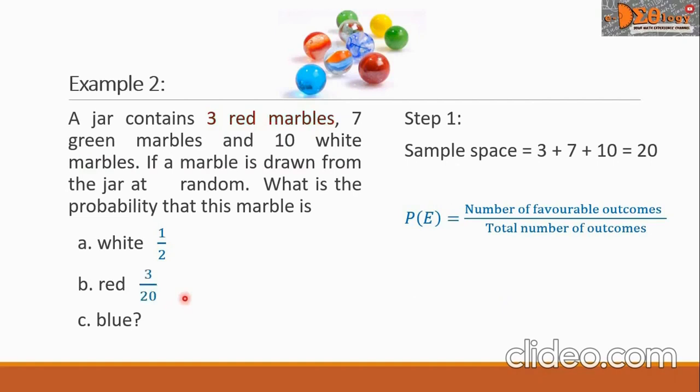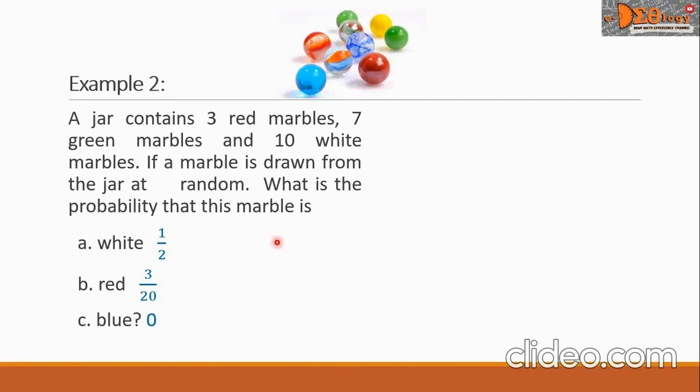Let us proceed now with problem C. What is the probability of getting a blue marble? Getting a blue, this is P of blue, equals 0 because there is no blue marble in the jar as given in the problem. So this is 0 over 20 and simplified into 0. It means it is impossible to get the blue marble inside the jar. So we are done with our example 2, and this is our final answer.